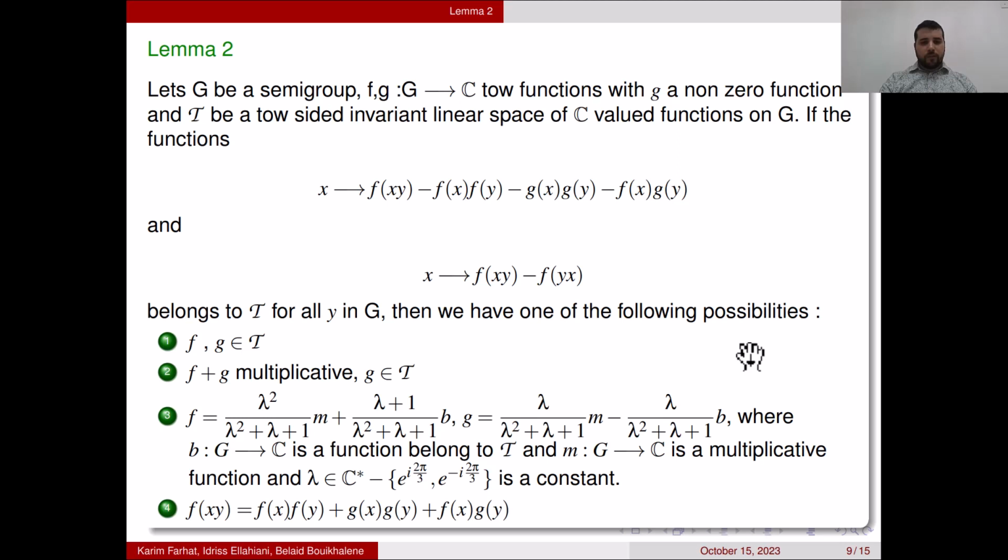Fourth: f(xy) equals f(x)f(y) plus g(x)g(y) plus f(x)g(y).